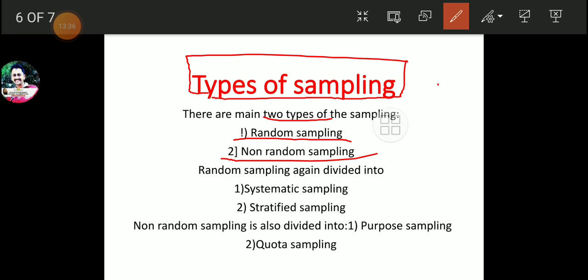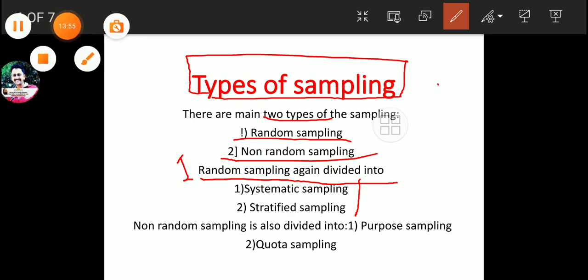Those are the two main types of sampling. First, random sampling is there. That random sampling is again divided into two: systematic sampling and stratified sampling. Systematic sampling and stratified sampling.